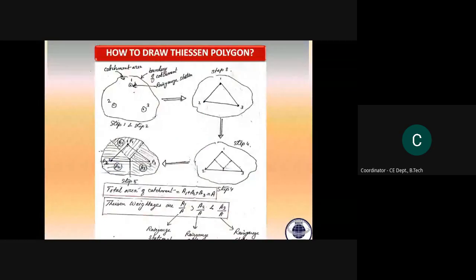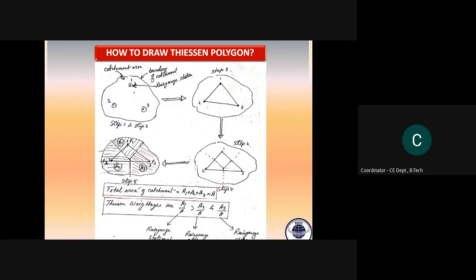See, here I have drawn the steps. First we have identified our catchment area. Then we have drawn our area. Then we have identified the rain gauge stations. Now join these rain gauge stations by straight lines. Draw perpendicular bisectors. Now join all these perpendicular bisectors. After that, extend the perpendicular bisectors till they reach the boundary line.